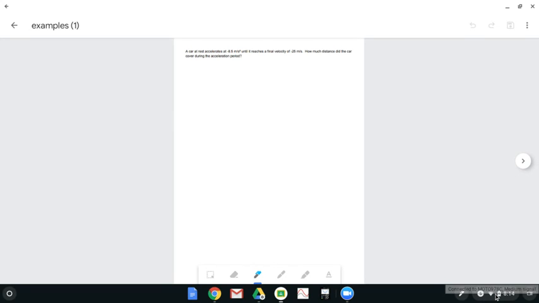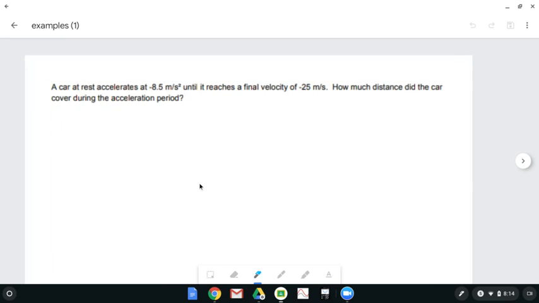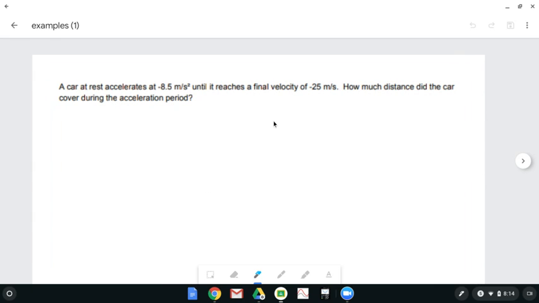All right, so we got our first problem here, and what we're going to do is go ahead and make a list of all the given information to start this problem out. We have a car, it's at rest. It accelerates at negative 8.5 meters per second squared until it reaches a final velocity of negative 25 meters per second. How much distance, really displacement, did the car cover during that period? So that's all the important bits of information in the problem. Let's go ahead and make our list.